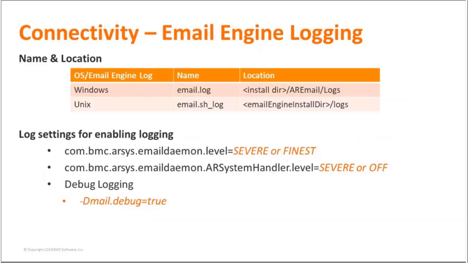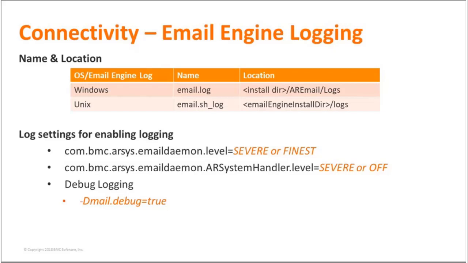Now we'll discuss a little bit more about the email engine logs, what logs, where they are located, and how you enable them, as well as what log levels to set. For 9.x and above, the email engine log on Windows is the email.log, and on Unix, the file is called emaild.sh_log. Again, the logging levels for the email engine are set in the Centralized configuration console under the email daemon component.